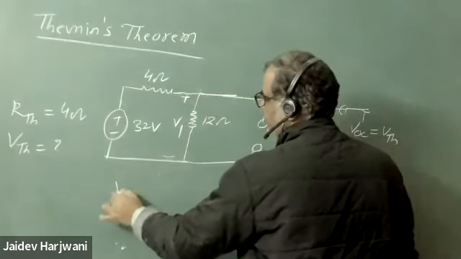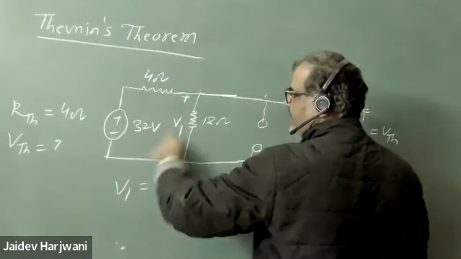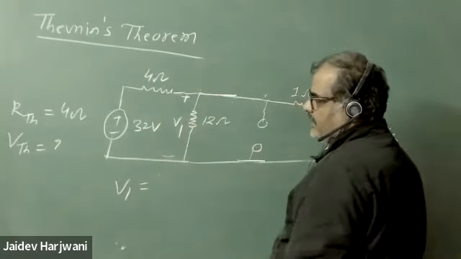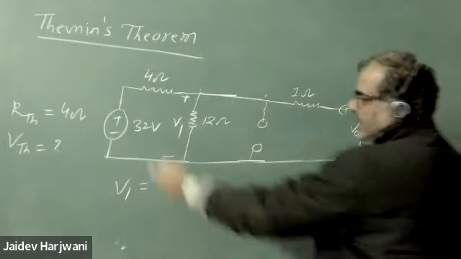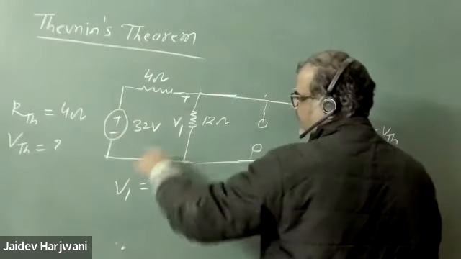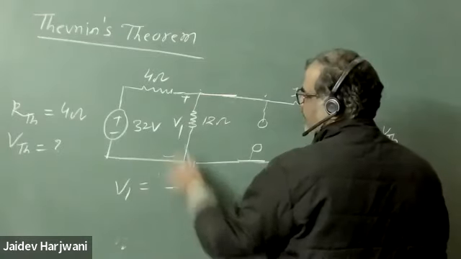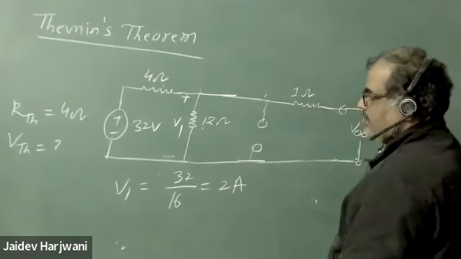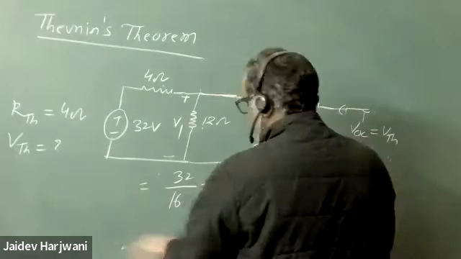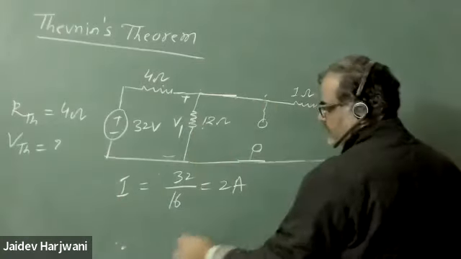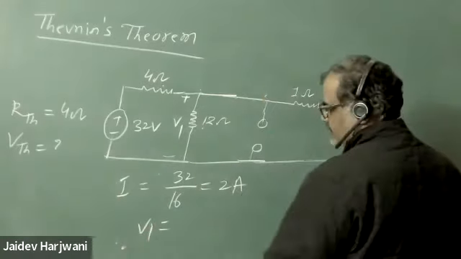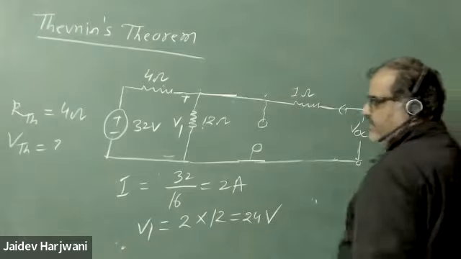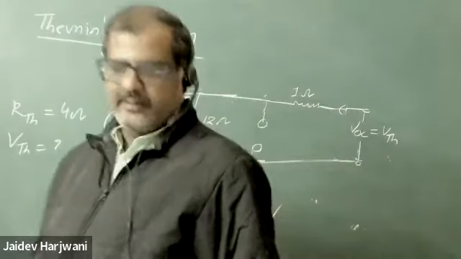So what is V1 here? If you write KVL: minus 32 plus 4i plus 12i, that is 16i, so the current is 2 ampere. I can directly write total voltage 32 volts divided by total resistance 16, so I have 2 ampere current. When this 2 ampere is multiplied with the 12 ohm resistance, it gives me V1: 2 ampere into 12 ohm is 24 volts. So my V1 is 24 volts in the circuit.